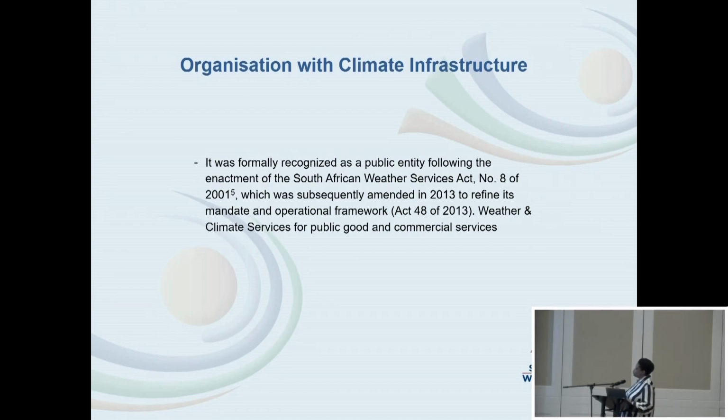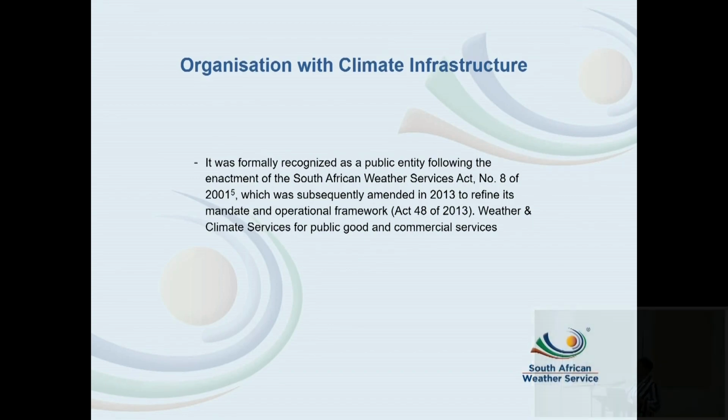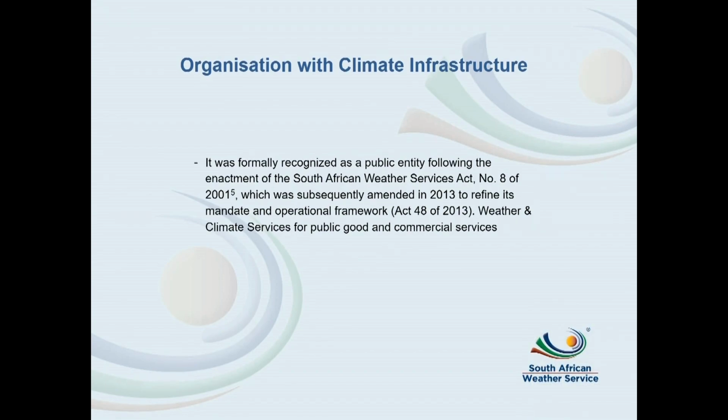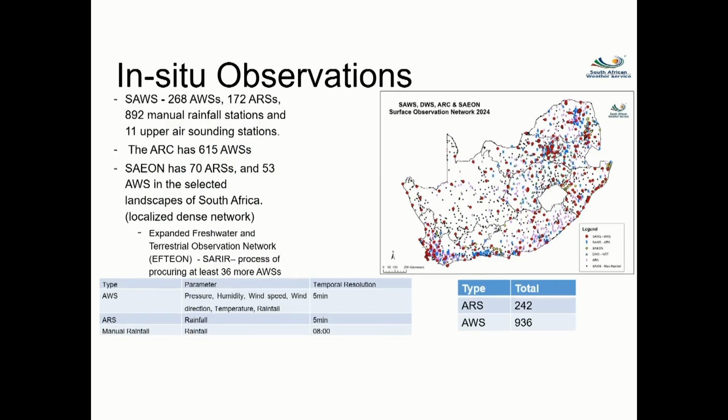This was amended in 2013 to refine our mandate and operational framework. So from 2001, we were concentrating only on weather and climate. But from 2013, we started adding air quality as part of our mandate. So now we have a fully fledged Office of Air Quality. We do observations, we do modeling of air quality across the country. So this is a snapshot of our observations.